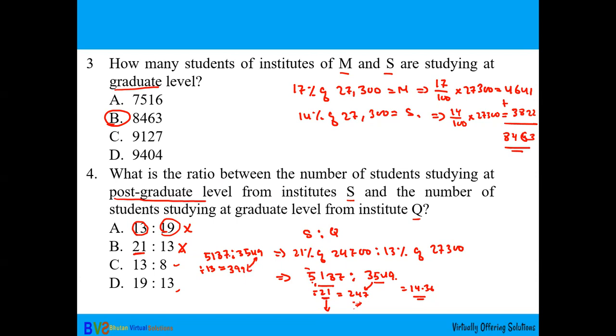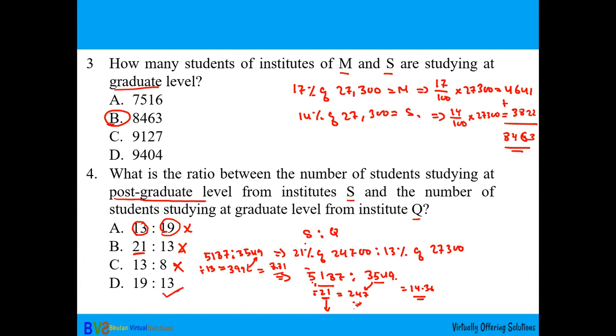You only divide 3549 divided by 399. Your answer is coming 8.89. What does it mean? The answer is coming 8.89. That means option C is also wrong. So the correct option is D.